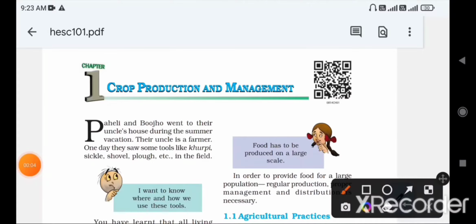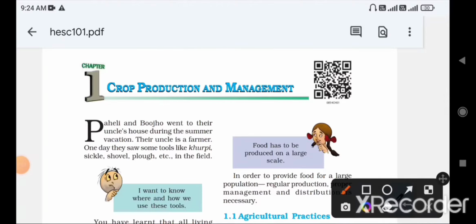So today we're discussing the class 8th state syllabus science, first chapter, crop production and management. We already know that the backbone of our country is agriculture. If agriculture is developed, then automatically we can also develop and our living standard also increases.